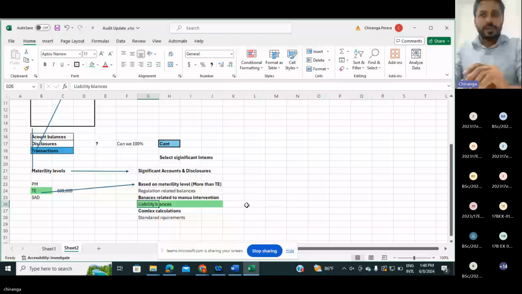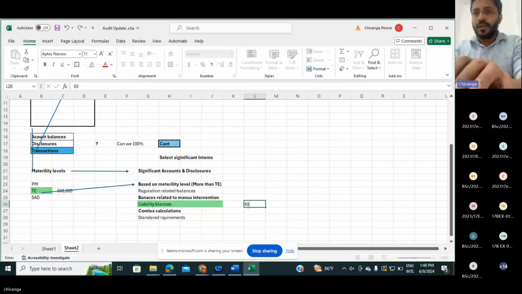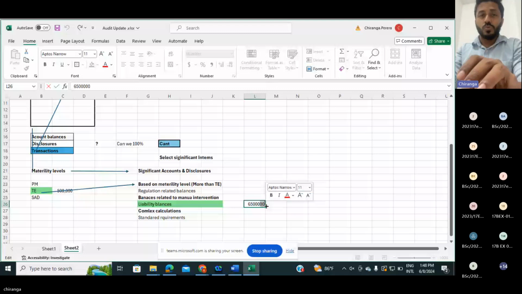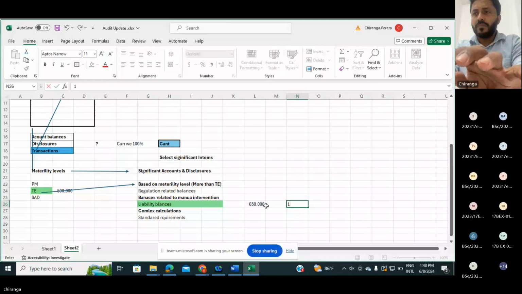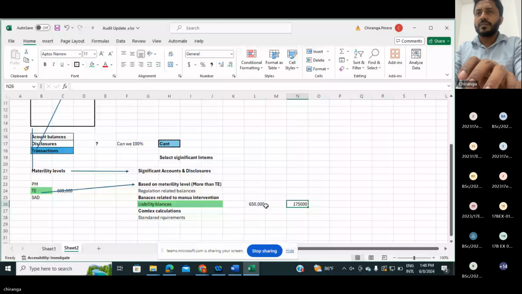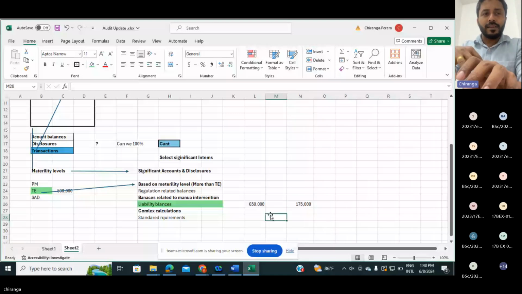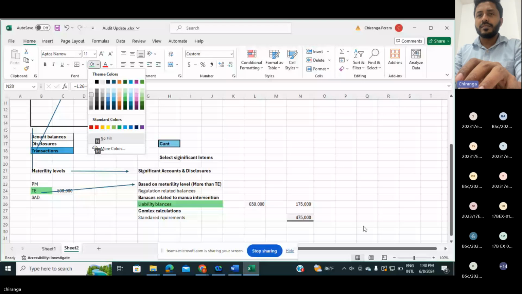Management tries to understate liabilities. So they have a 650,000 creditor balance. They want to reduce that. This is too high. What they are going to do is issue some bogus checks, 175,000 of checks, and put the entry. What's the double entry? Debit creditor, credit cash, issued but not presented checks, right? So now what's the balance in the balance sheet? 475,000. This is the balance, and now compared to TE, this is less.